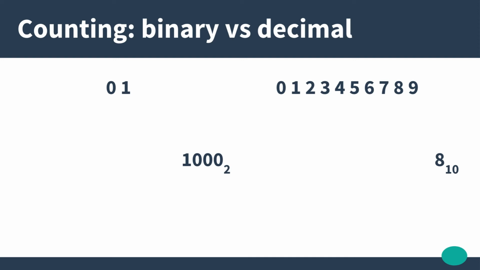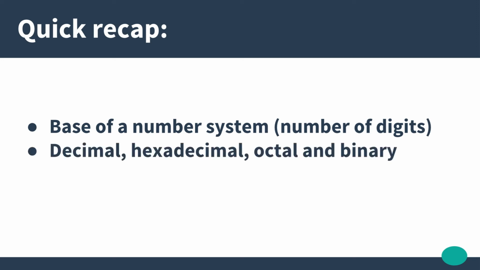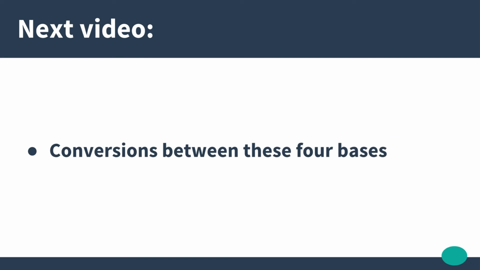And that brings us to the end of this video. Quick recap. In this video we've learned about the concept of a number system's base, the number of digits that it has available for writing the number out. We've learned about the specific case of decimal, hexadecimal, octal, and binary, or base 10, base 16, base 8, and base 2. And we've done some counting in each of these, making use of the rules of positional number systems to move up through the numbers one at a time, simply lengthening the numbers by one place when we run out of digits. In the next video, I'm going to start talking about converting between these 4 bases.